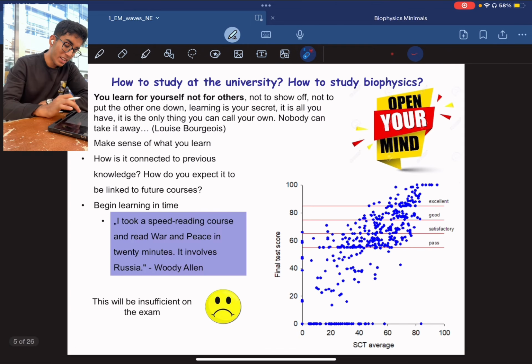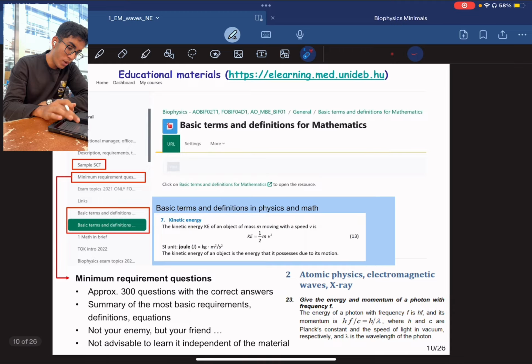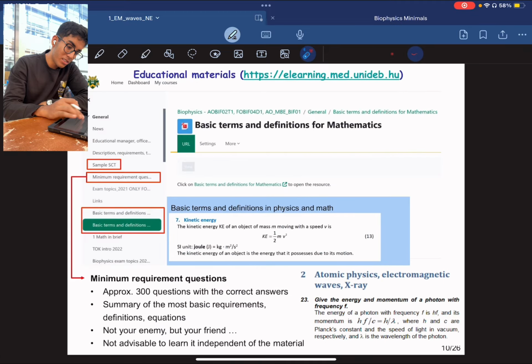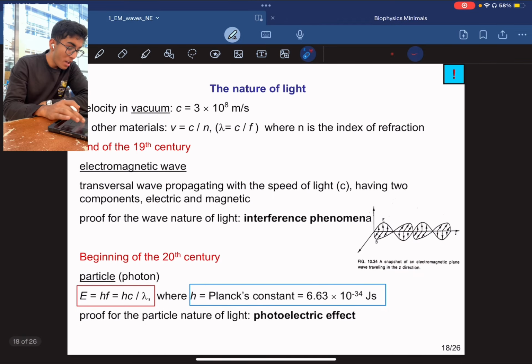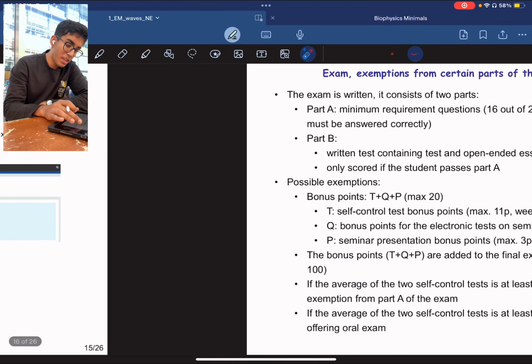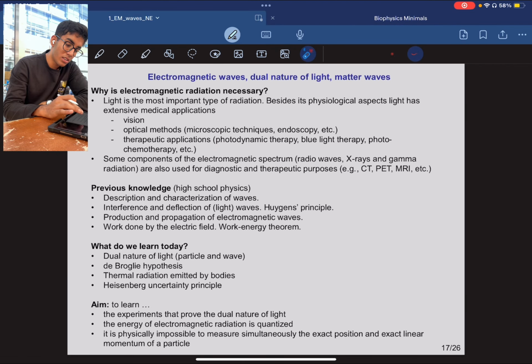The first 18 slides are just waste. As you can see, it's just explaining how many people failed and passed last year. Okay, very good information. Then moving on. The lecture starts from here.